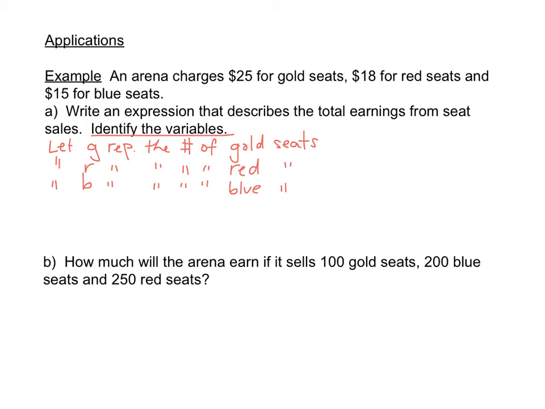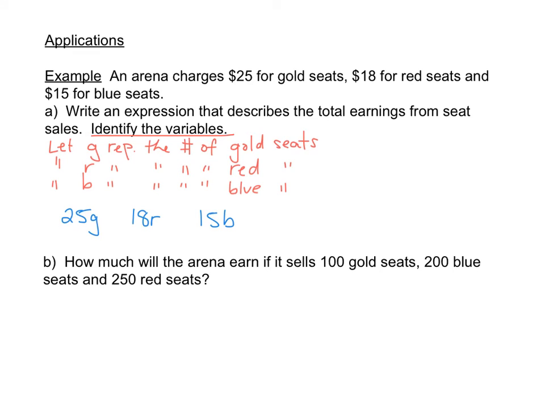Okay, so now we need to write an expression that describes the total earnings from seat sales. So in order for me to figure out the sales, I know that if I take the number of gold seats and I multiply that by 25, that'll give me how much it is for gold seats. So let's just write that down. Okay, I'm going to use a different color now. So we're going to write down 25G, because that tells me if I know the number of gold seats, multiply that by 25, that gives me how much. We're going to say then it's $18 for red seats and $15 for blue seats.